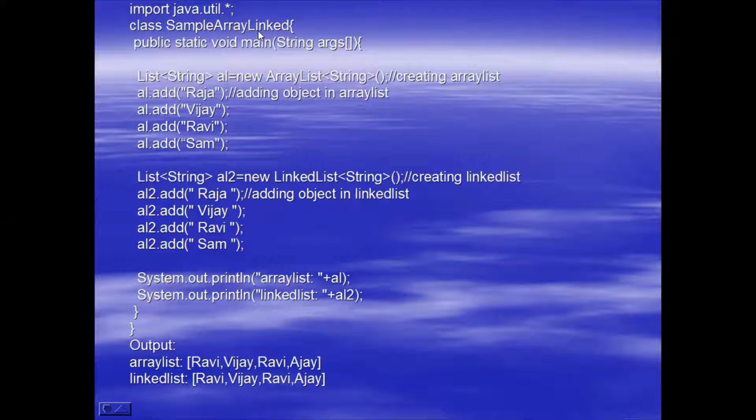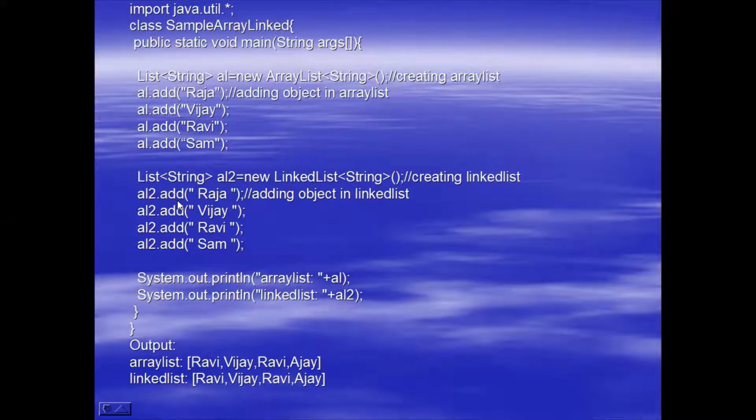Then write a class. See here, this is the ArrayList implementation. I'm creating the ArrayList: List AL1 equal to new ArrayList. Then I'm adding the objects in the ArrayList. Finally, I'm printing that ArrayList. Same for LinkedList, same steps. See, this is creating the LinkedList: List AL2 equal to new LinkedList.